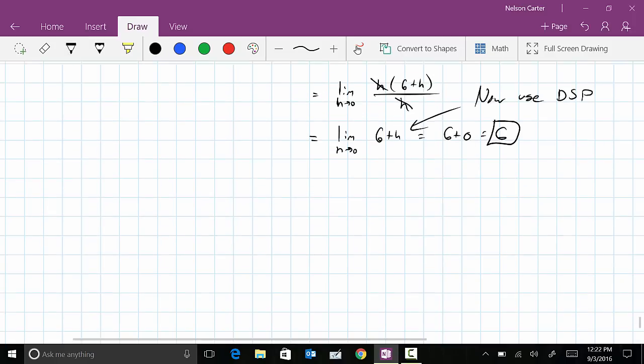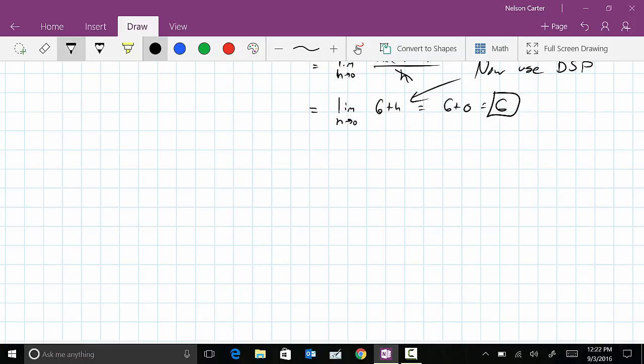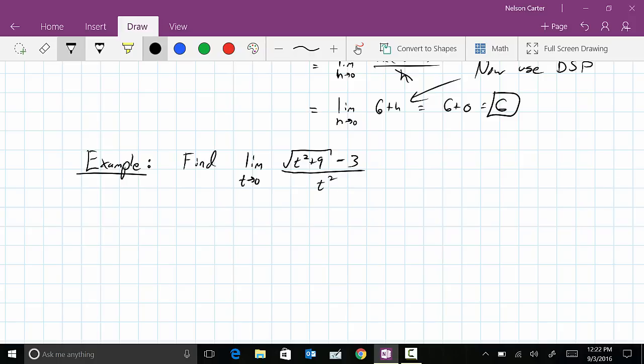All right. Let's look at another example. Okay, we're asked to find the limit as, now it's t, as t approaches 0 of the square root of t squared plus 9, minus 3, and then that's all divided by t squared. Okay, we're going to have to figure out something, because can we use the direct substitution property? No, because if we did, then we would get 0 in the denominator, and that's not going to work.